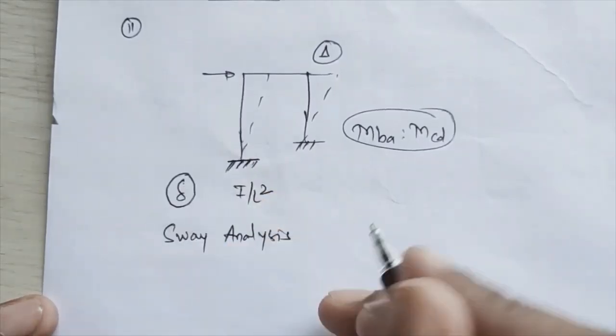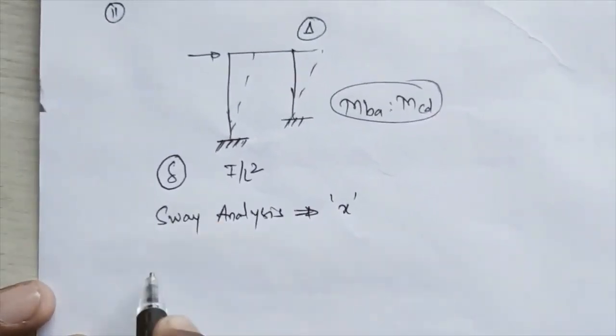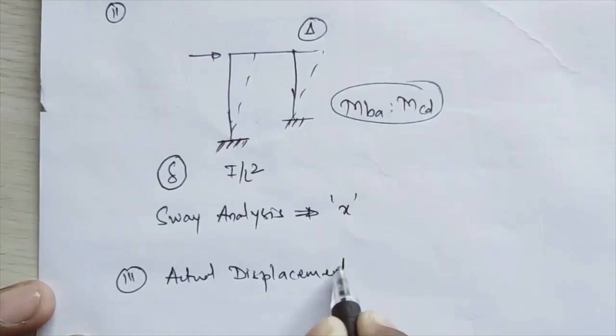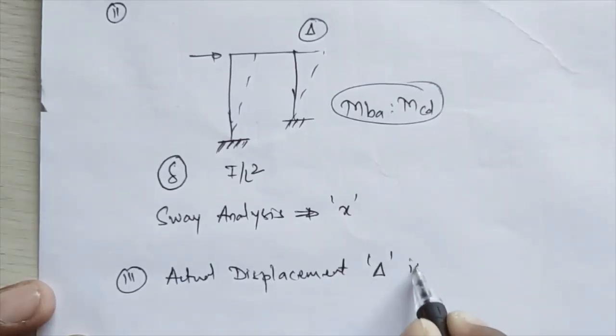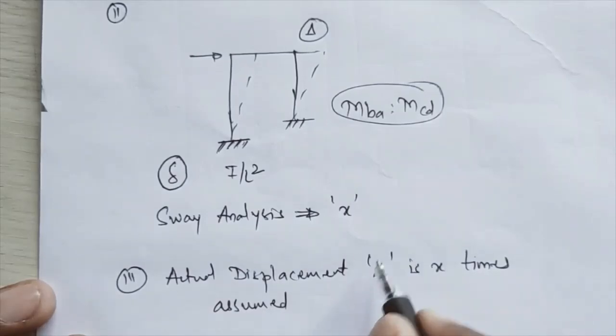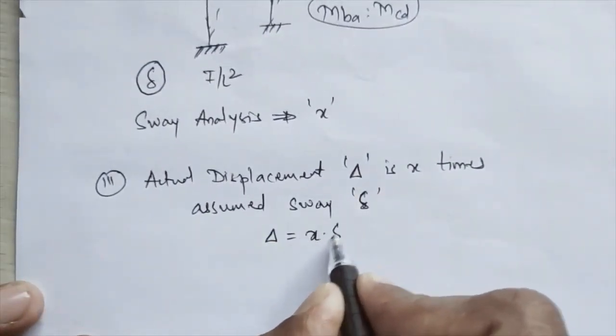So whatever correction will be applied for this moment, that will be suppose X. From that we have to calculate the total actual displacement, that will be step number 3, that is the total actual displacement. Total actual displacement delta is X times the assumed sway. That means your complete capital delta will be equal to X times small delta.